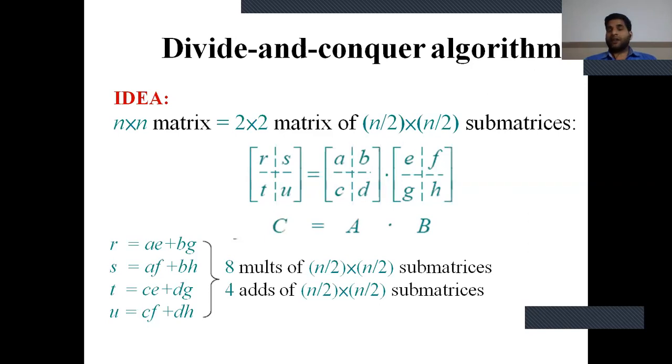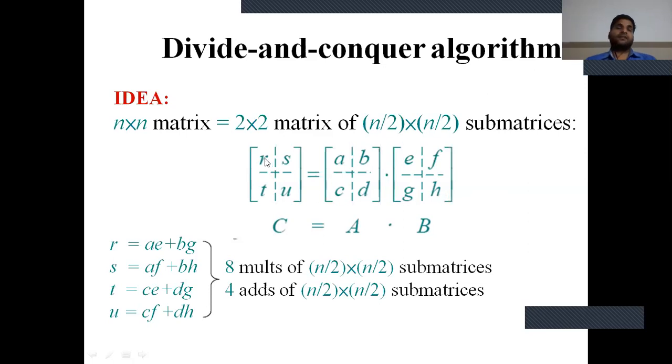Now the divide and conquer algorithm. If matrix multiplication is solved with the help of the divide and conquer algorithm, then we solve it as follows. Suppose the matrix is an n by n matrix, for example a 2 by 2 matrix. So the matrix is divided into n by 2 by n by 2 submatrices, namely R, S, T, U. This is the C matrix, and given two matrices, the first with A, B, C, D and the second with E, F, G, H.